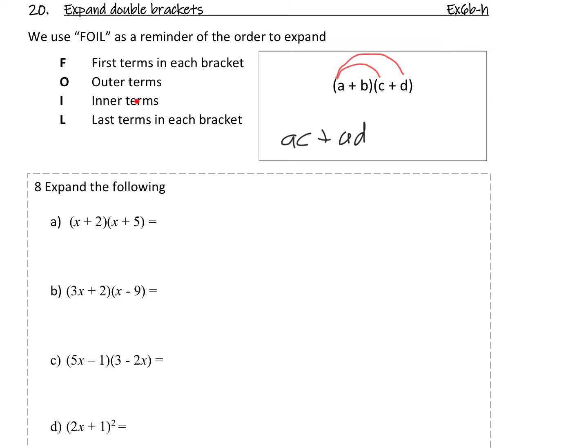So we go to the inner terms. That is B times C, which will be BC, and B times D. That is the last terms in each bracket, B and D. And that gives BD.